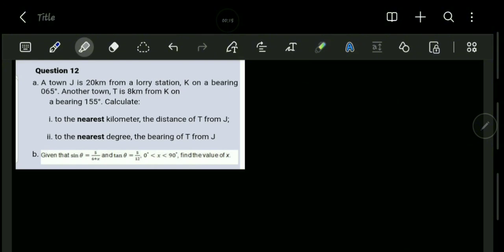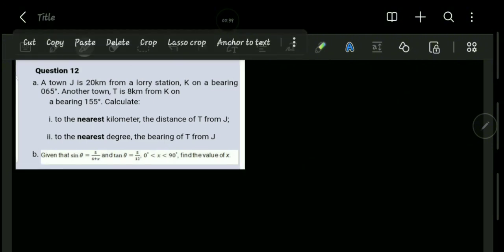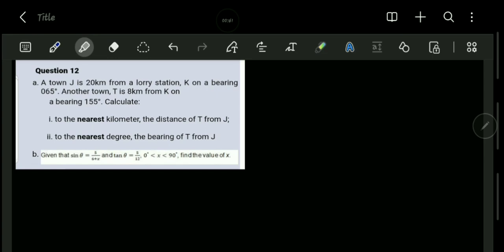In the question, we are told that a town J is 20 kilometers from a lorry station, K, on a bearing of 065 degrees. Then another town T is 8 kilometers from K on a bearing of 155 degrees. We are asked to calculate, to the nearest kilometer, the distance of T from J. And in Roman numeral 2, we have to calculate, to the nearest degree, the bearing of T from J as well.